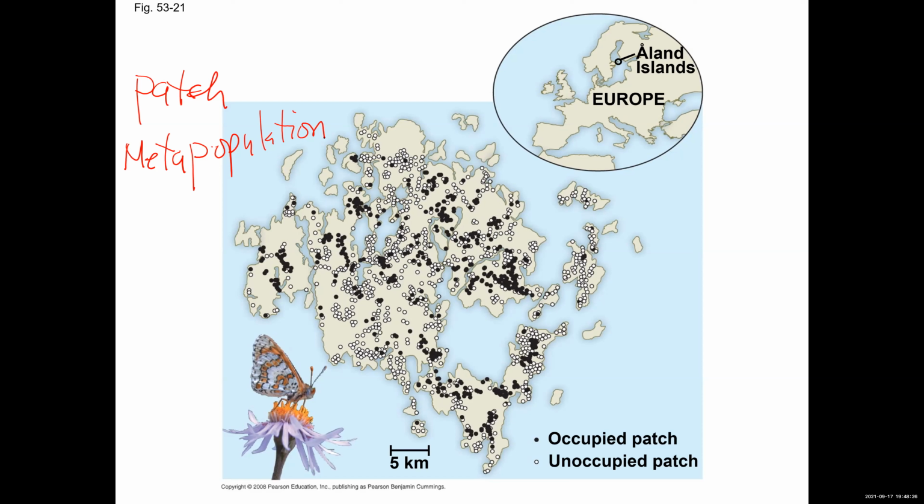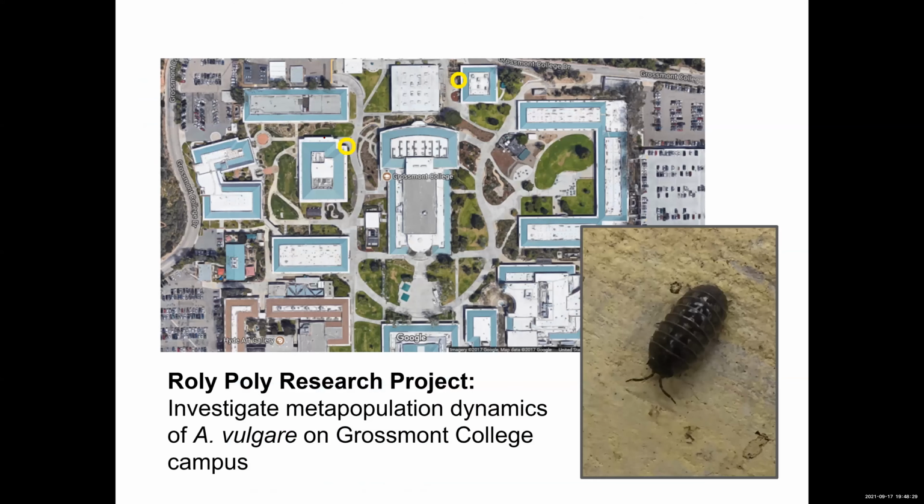All right, so when I was giving this lecture one semester, I thought to myself, I've seen these little pill bugs around campus roaming across the sidewalks, but that's not where they live. They live in the grass and in the landscaping areas where there's mulch and shrubs and shady places. And I started thinking about how we could do some actual research projects on how the roly-polies are using the landscape across Grossmont College campus.